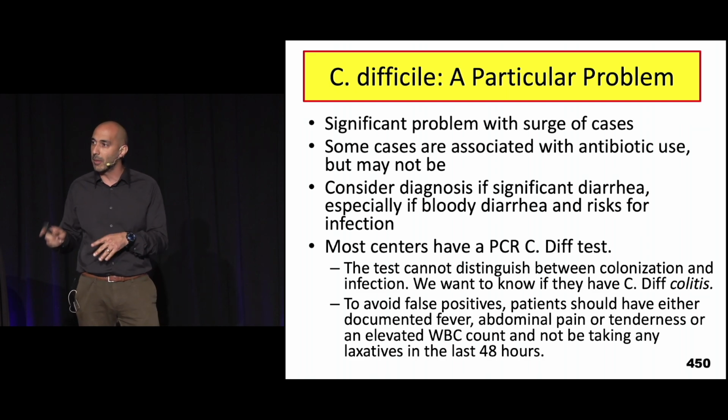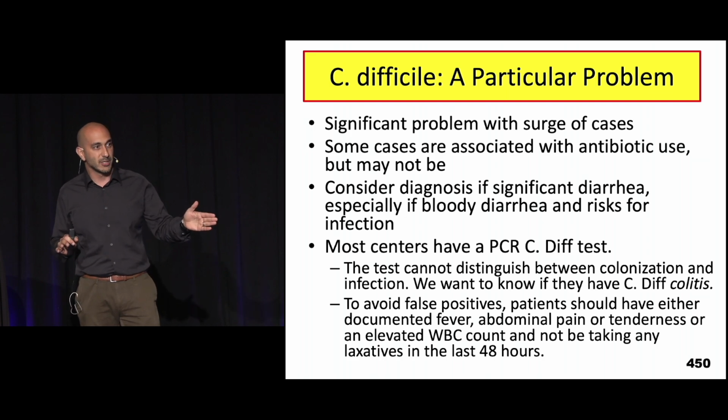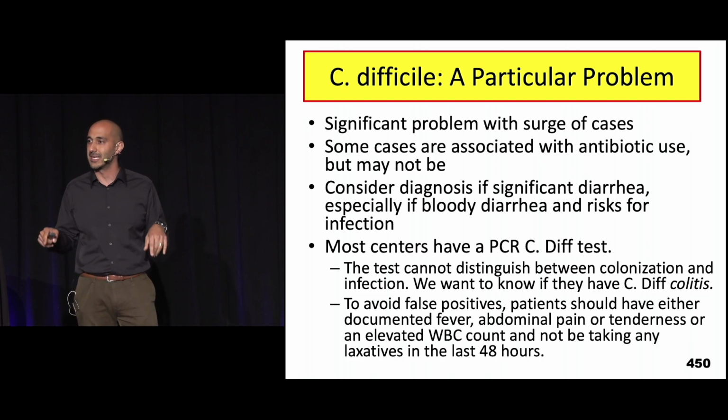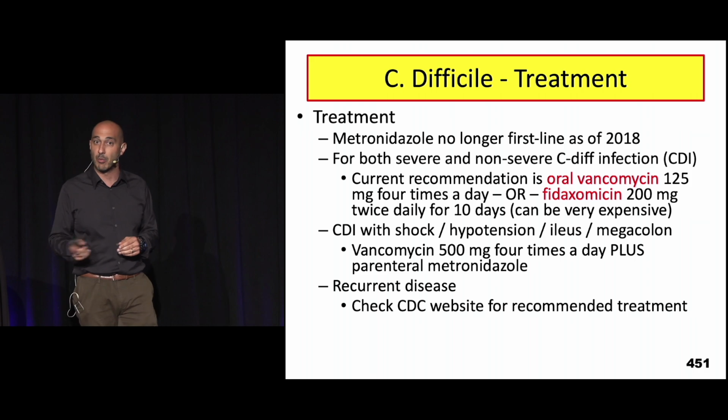The problem with the C. diff PCR is you can't tell: are they colonized with C. diff, somebody who's had C. diff for a while, or do they have active C. diff? So you really want to only order these tests in the setting of true symptoms, because there are some false positives. Now, what's the treatment?